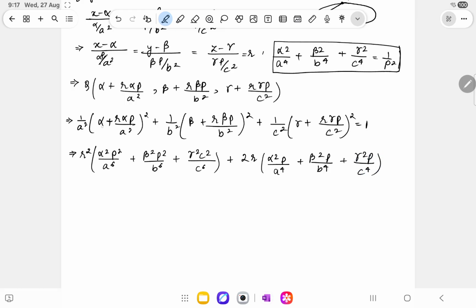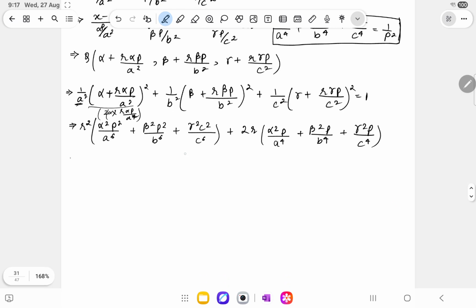So if I multiply it, from here I'll get 2 alpha into r alpha p upon a square, and 1 a square will be this one, so it will be a raised 4, and 2 I have already taken 2r as common, so I'll be left with basically alpha square p upon a raised 4. Likewise here beta square p upon b raised 4, and here gamma square p upon c raised 4, and the constant terms will be alpha square by a square plus beta square by b square plus gamma square by c square minus 1 is equal to 0.